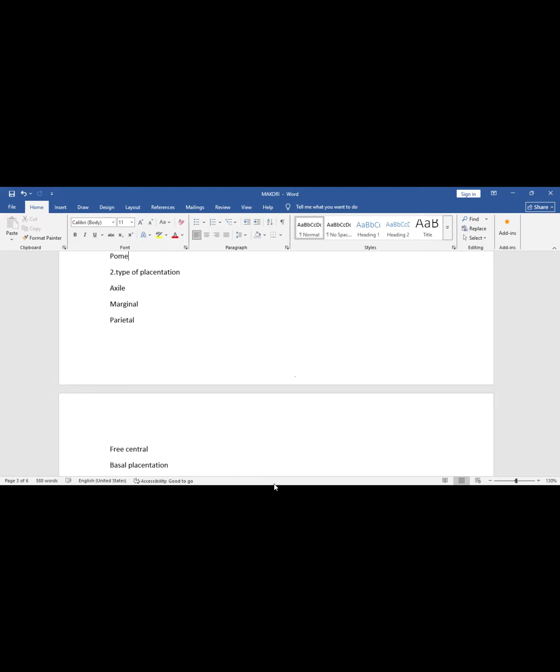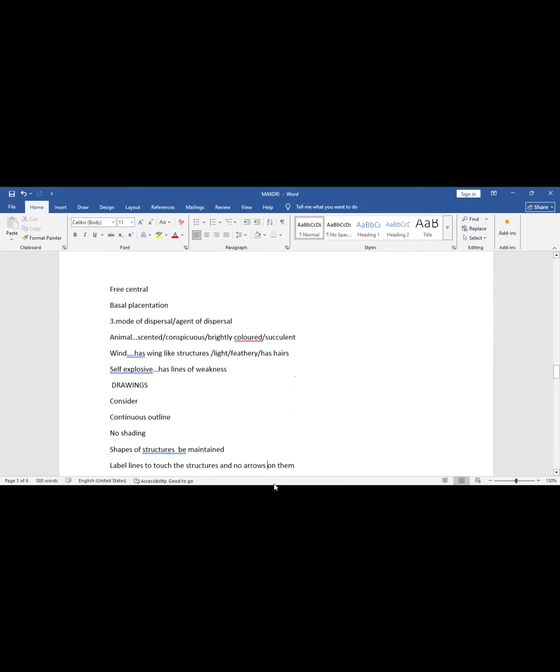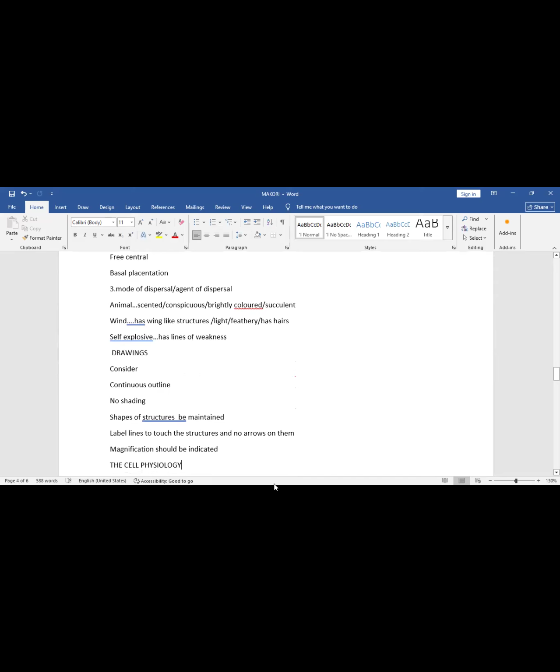Mr. Paul, you can scroll up so that we can move to the next part. We have got this other part which is on the mode of dispersal or agent of dispersal. When you are giving the agent of dispersal, we only mention that agent. Like now, we can say animal, we can say wind, we can say self-dispersal.